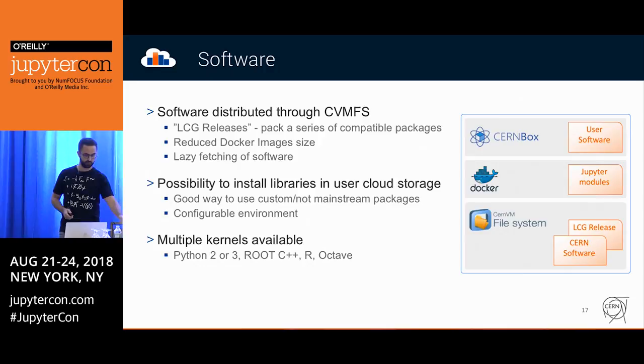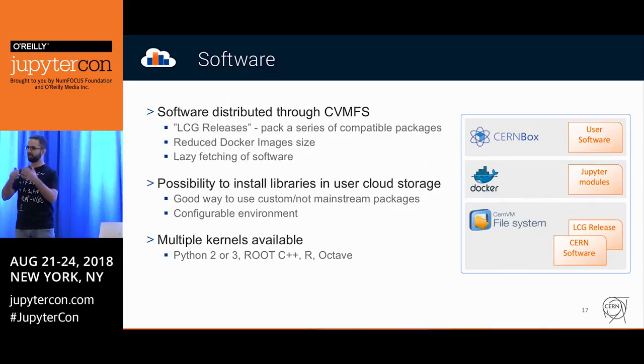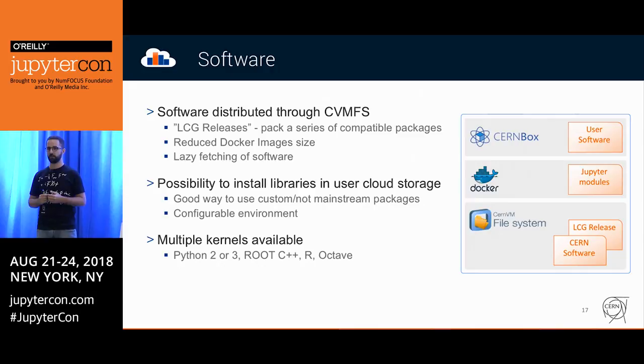And then there's software. Again, we have a tool at CERN called CVMFS. This is a read-only distributed system that we use to distribute software across all of our equipment, across our grid, the worldwide grid that we have. And inside this system, we have what we call LCG releases. An LCG release is basically a package where you put some software libraries with specific versions, and we install them, or the team that builds this system installs them. And they guarantee that all of these packages are compatible with each other.